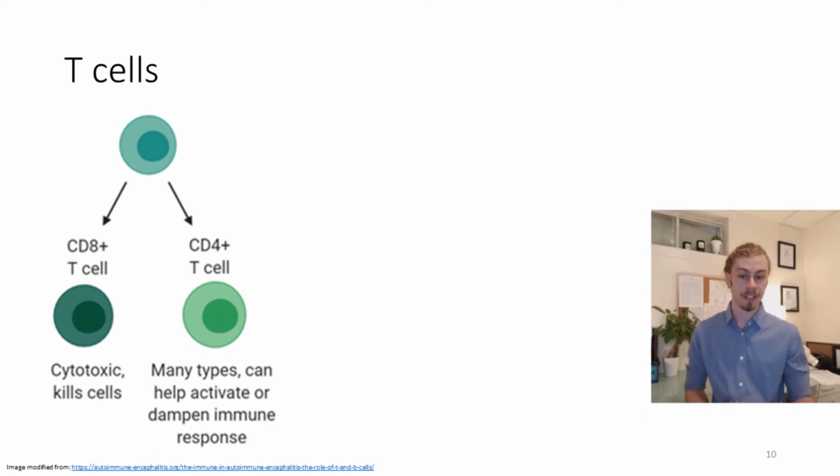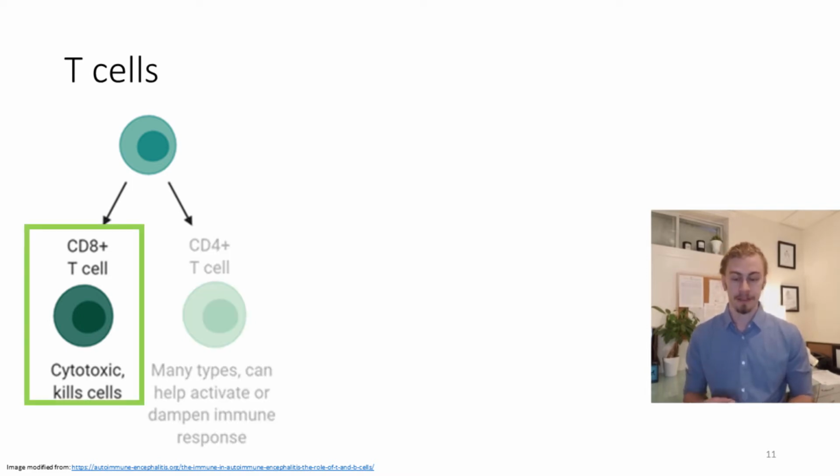There are two different types of T cells. You have your CD4 T cells, which there are many types of, and can help activate or dampen immune responses. But what I'm going to focus on today are CD8 T cells. And these cells are cytotoxic and kill other targeted cells. These cell populations expand by doubling DNA and breaking it off into the sister cells.